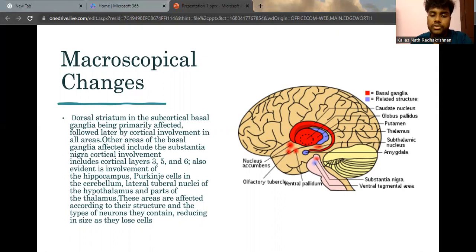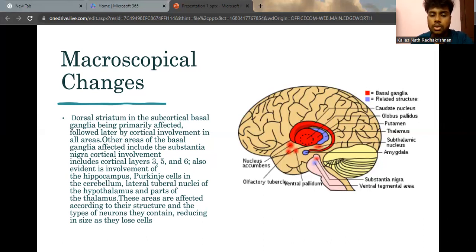Also evident is involvement of the hippocampus, Purkinje cells in the cerebellum, lateral tuberal nuclei of the hypothalamus, and parts of the thalamus. These areas are affected according to the structure and the types of neurons they contain, reducing in size as they lose cells. Striatal medium spiny neurons are the most vulnerable, particularly ones with projections towards the external globus pallidus, with interneurons and spiny cells projecting to the internal globus pallidus being less affected.